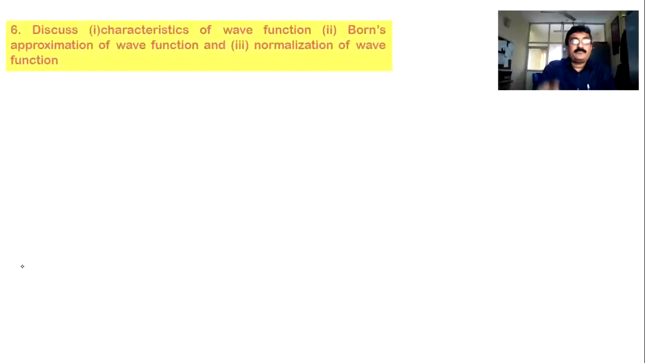Well, let me see what the next question is. Discuss the characteristics of wave function. Wave function properties, Born's approximation and normalization of wave function. See, these are all very small things, but very important things. You can expect them for 3 marks each, so that it will be a 9 marks question. Sometimes they can ask even for 2 marks and 6 marks questions also.